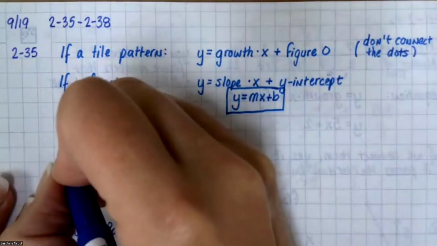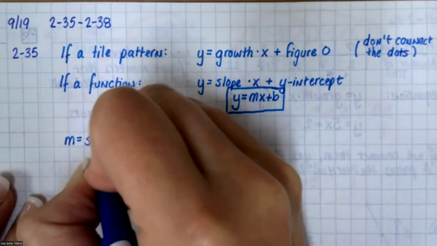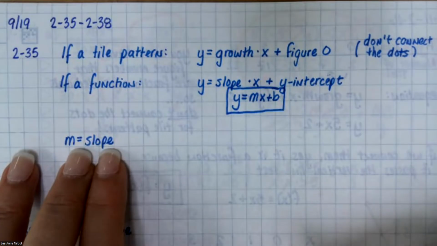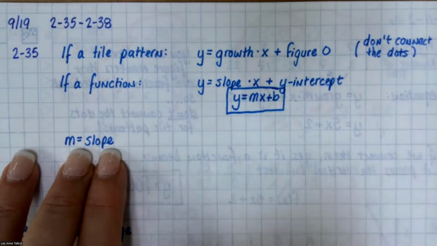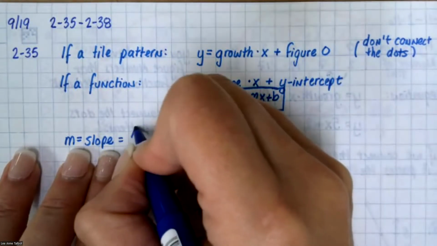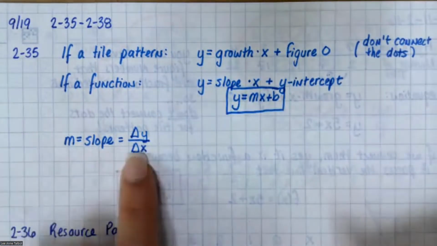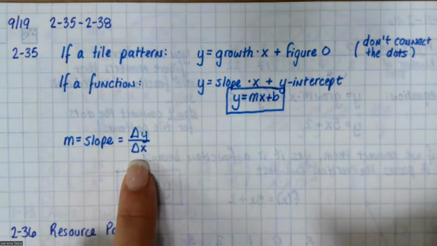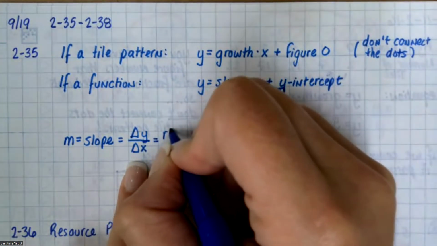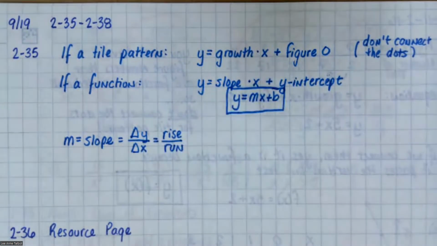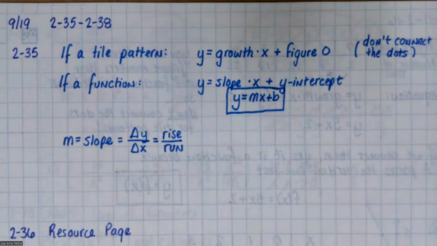Okay, now from a graph, we use the letter M for slope. And there's a couple of different ways to represent it. Change in y over change in x, or rise over run. You guys remember when we made the slope triangles and we counted the boxes? That's what I'm referring to here.